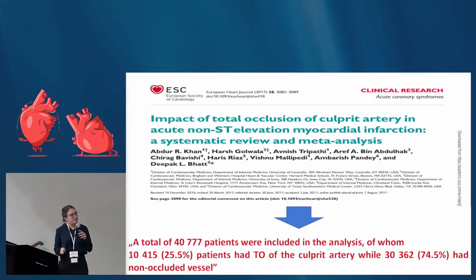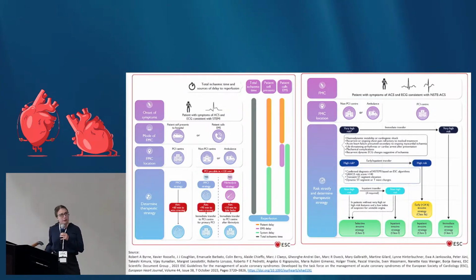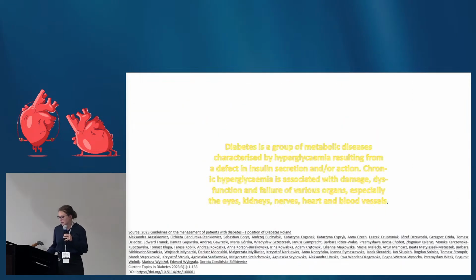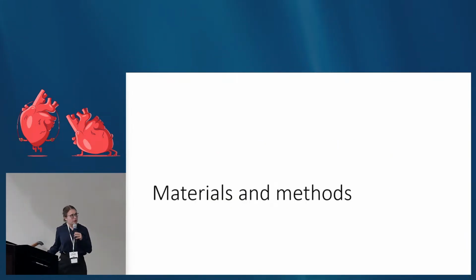So what's the problem? The problem is that according to this meta-analysis, a quarter of patients with NSTEMI also have total occlusion of a coronary artery. So when a patient with total occlusion goes through this long route, we lose time, and remember, time is muscle. Two words about diabetes. Diabetes is a group of metabolic diseases characterized by hyperglycemia, and hyperglycemia is notorious for organ damage, including damage to the heart and vessels. Moving on to the material and methods.